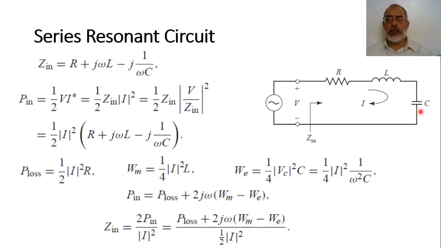In this case, we have stored energy in the form of magnetic energy, which is passed in another cycle to stored electric energy. So they are oscillating between magnetic and electric energy. When the stored magnetic energy equals the stored electric energy, this condition we are calling the resonance condition. So at resonance, in terms of the input impedance, the reactance of the inductance has a magnitude equal to the reactance of the capacitance, and because both of them are in opposite signs, the total reactance would be zero.